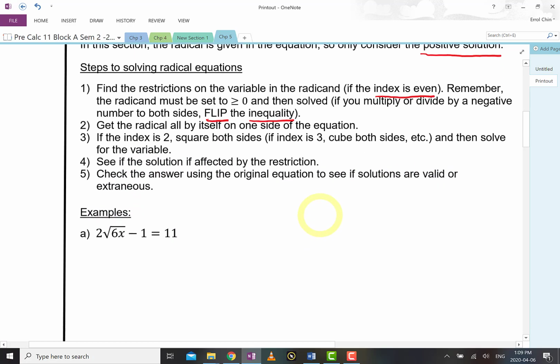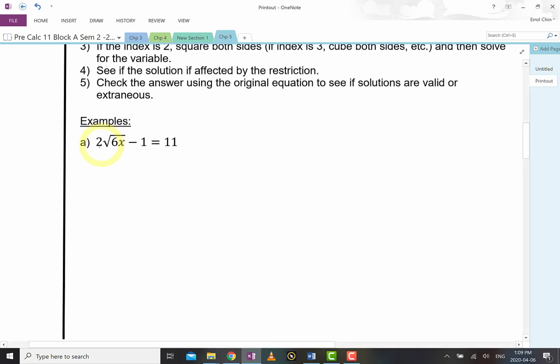So let's do this very first example. 2 square root of 6x minus 1 is equal to 11. What we want to do is isolate the square root. So we're going to add 1, add 1. 2 square root of 6x is equal to 12. The next thing we do is divide by 2, divide by 2, we get rid of the coefficient. And then we have the square root of 6x is equal to 6.